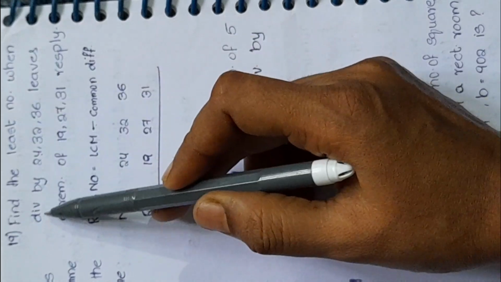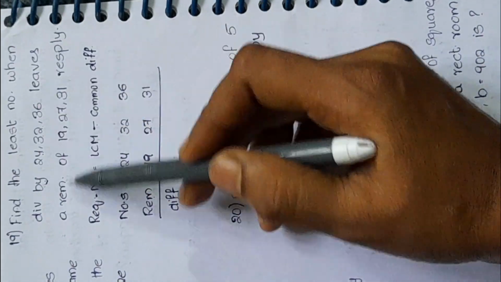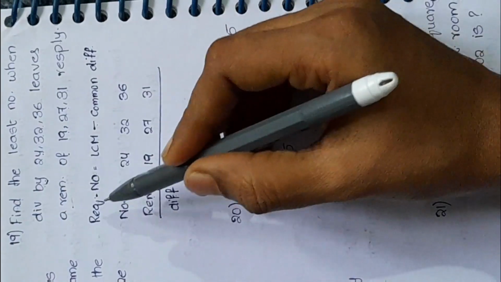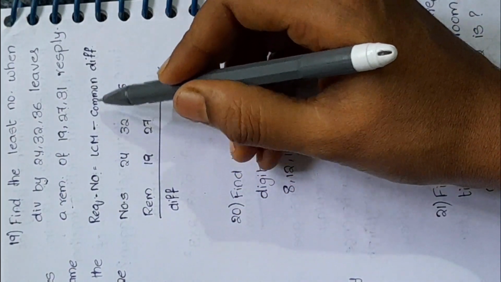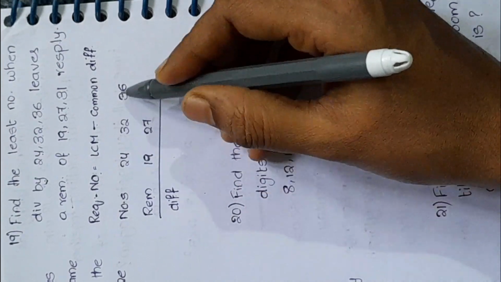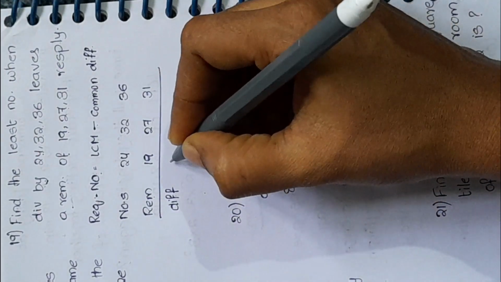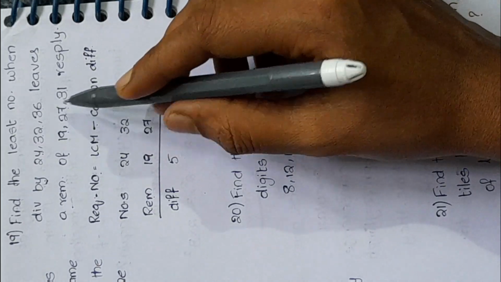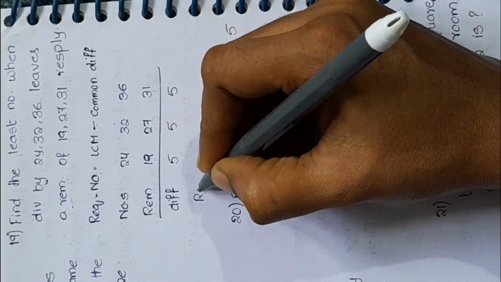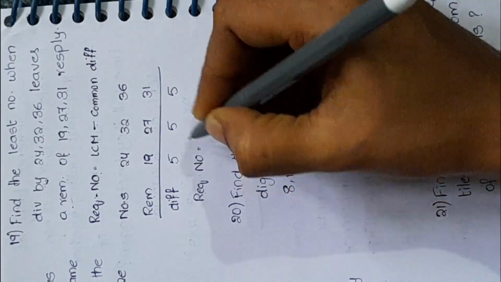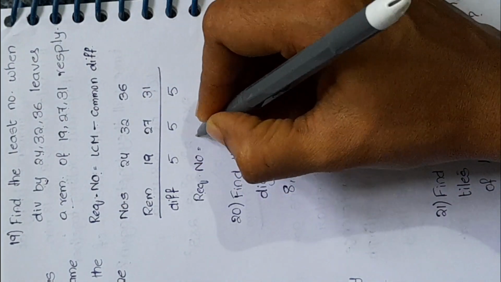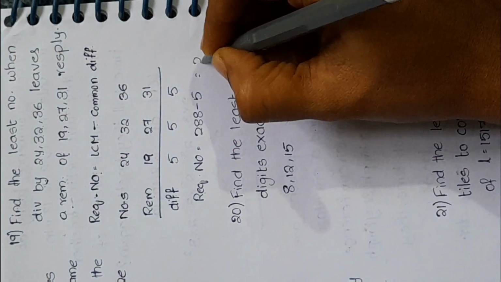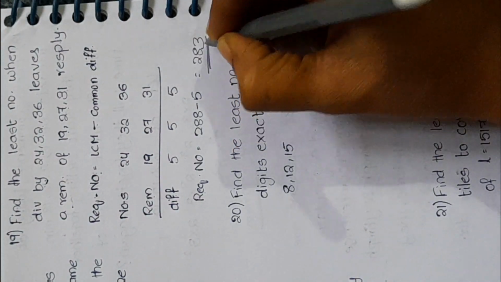Find the least number when divided by 24, 32, 36 leaves a remainder of 19, 27 and 31 respectively. We can get this from the required number is equal to LCM minus the common difference. The given numbers we should write. Remainders also we wrote. The difference is here 5. Here also it is 5. Here also it is 5. The common difference is 5. So the required number is equal to LCM of these three numbers is 288 minus common difference is 5, which is equal to 283 is the required number.